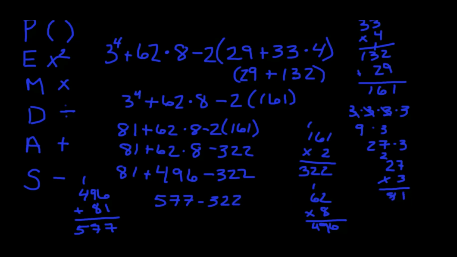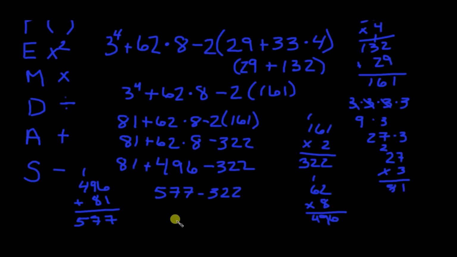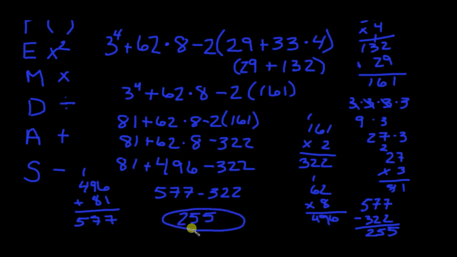Again, I'm going to scroll down so we can do this. Now, 577 minus 322. I'm going to do that over here. 577 minus 322. 7 minus 2 is 5. 7 minus 2 is 5. And 5 minus 3 is 2. So we reach our final answer of 255, following the order of operations using PEMDAS, or please excuse my dear Aunt Sally.